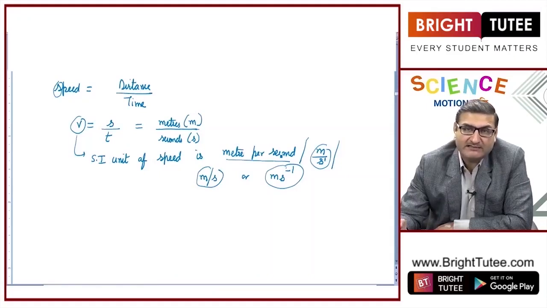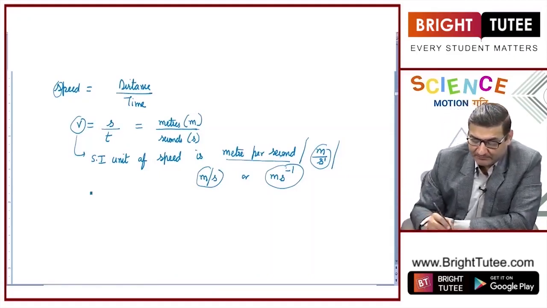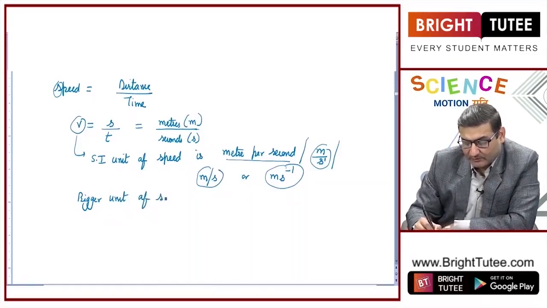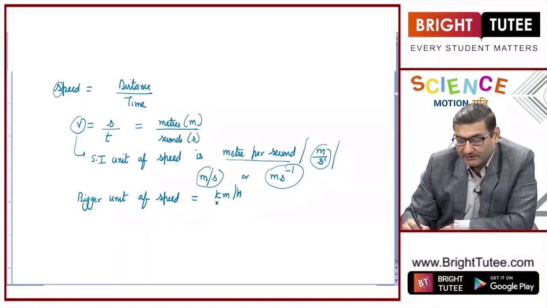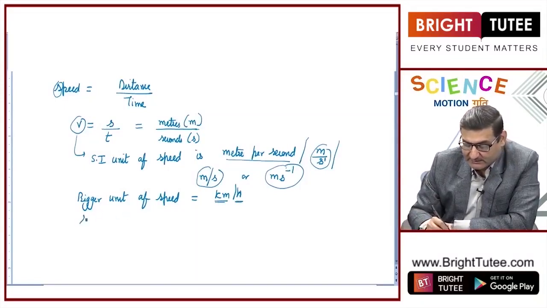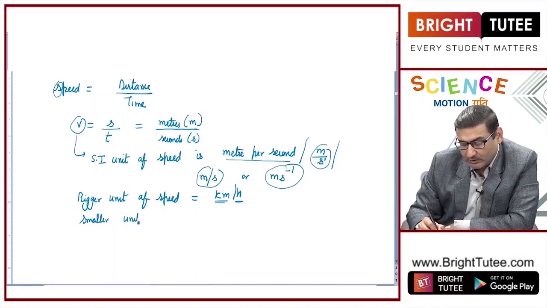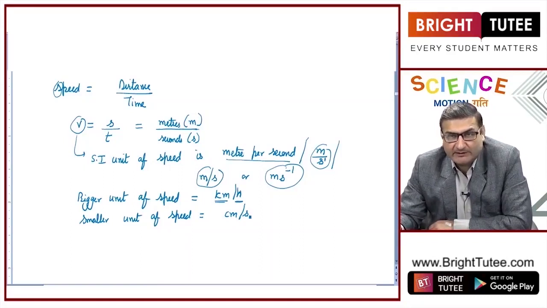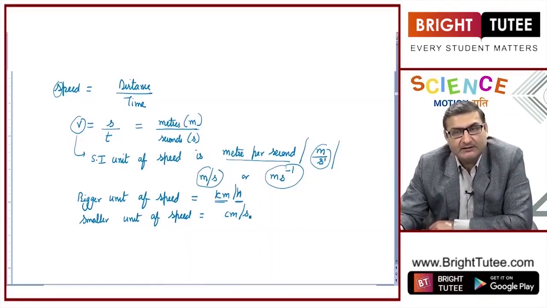The speed may also be expressed in bigger units or smaller units. The bigger unit of speed is kilometers per hour, because the bigger unit of distance is kilometers, bigger than meters, and time is hours. It may also be expressed in a smaller unit, centimeters per second. So the SI unit is meter per second, the bigger unit is kilometer per hour, and the smaller unit is centimeters per second. This is the speed of a particular object.